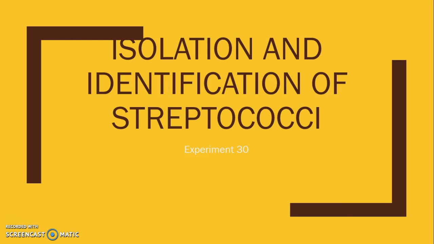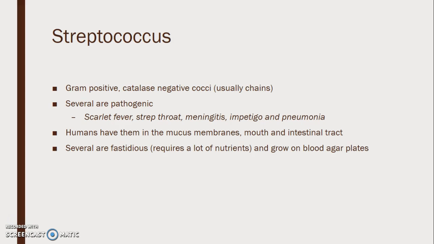All right, so experiment 30 is isolation and identification of Streptococci. Streptococcus bacteria are gram-positive, catalase negative cocci, and they're usually in chains. I don't really get why it says usually in chains in your lab manual, because strep means chain, and coccus means like circle, you know? But it says it nonetheless, so I'm going to repeat it in that manner.